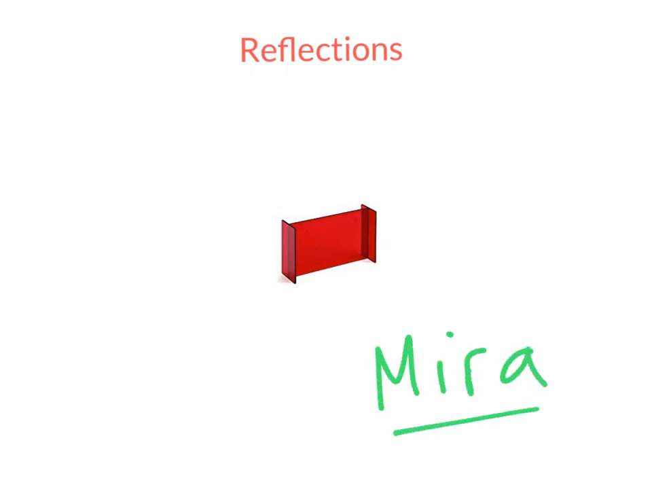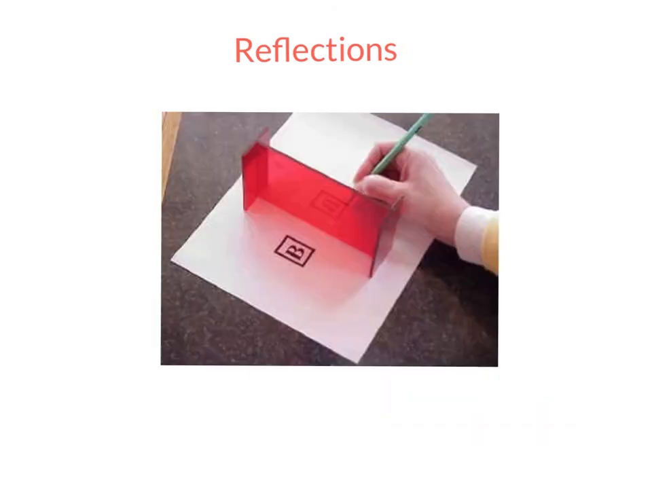There's one more thing you need to know about when you draw reflections. You can use a really cool math tool called a Mira. This is a Mira. And what you do when you use a Mira is you put the base of the Mira on the line of reflection, and then you can draw the image.